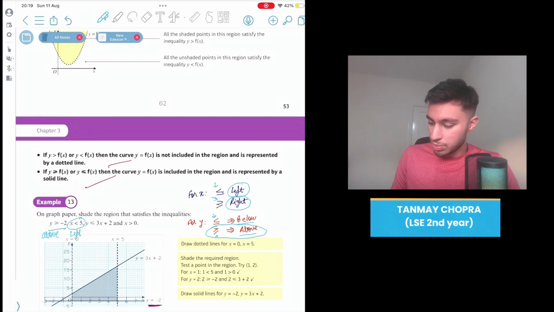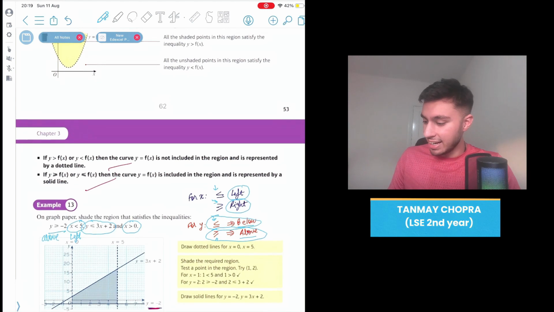Then I see the smaller than sign. So y is smaller than or equal to 3x plus 2. I need it as below, as you can probably tell. Of course, if it's less, then it has to be below, right? So hopefully you're getting the hang of it. And then finally, I see x is greater than 0.